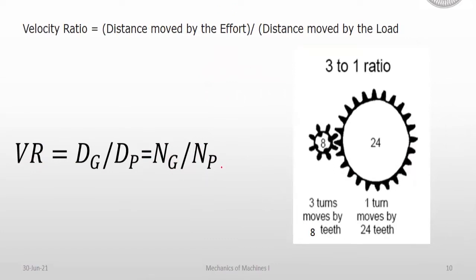Bevel gear drive. For example, when the pinion moves by 8 teeth, how much does the big gear move? Only one turn by the 24 teeth. So this is the gear ratio 3 to 1. The velocity ratio is given by the number of teeth of the gear divided by the number of teeth of the pinion. You have to remember this formula for the bevel gear, because we are going to apply it for the calculations.